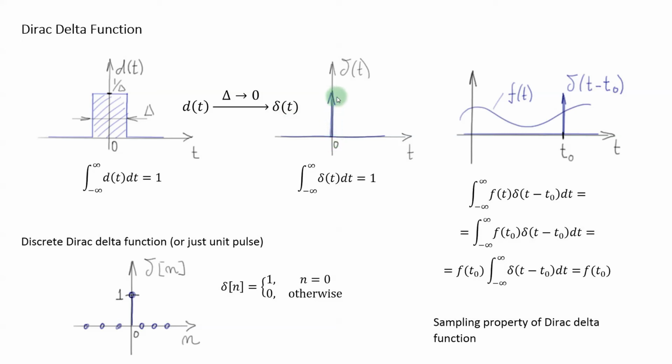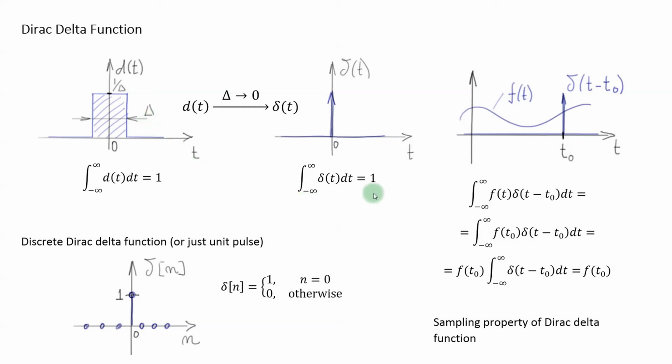So informally, you can imagine the Dirac delta pulse as an infinitely narrow and infinitely tall pulse. Also, you can imagine it as a function which is 0 everywhere, except for time equal to 0, where it is infinite. But these are only informal descriptions. Formally, working with the Dirac delta function means taking this pulse and sending this delta to 0 in the limit.